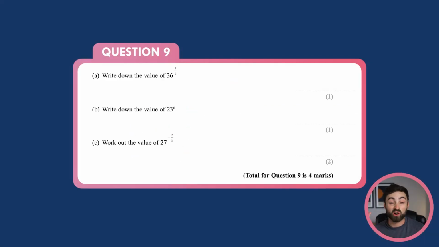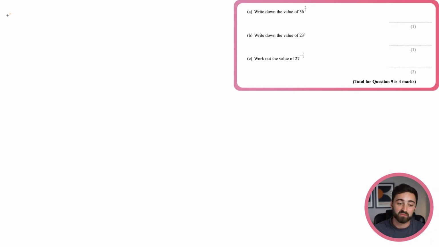Question 9, we got indices. So if you're on AITutor, you know your indices laws, and it's going to be really easy to just bash these out, okay? So I'm going to be quick here. The first part, a power of a half is a square root, okay? So essentially, this is just the square root of 36, which is 6. Boom, 1 mark.